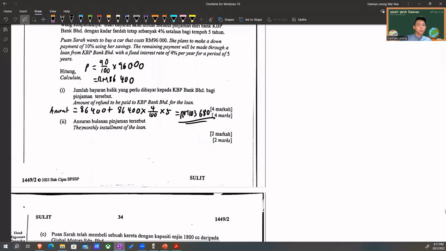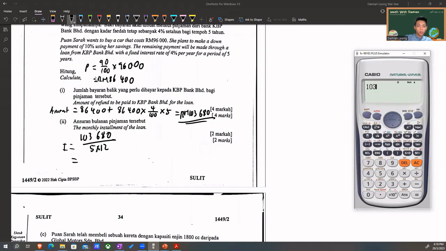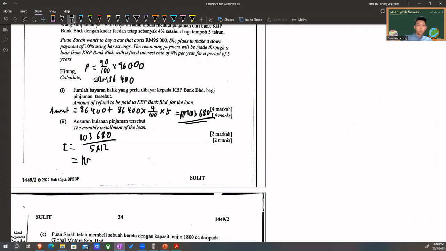Okay, then B2, monthly installment. Monthly installment means I divide by the number of months. 103,680 over the number of months, 5 years times 12 months each year. 103,680 divided by bracket 5 times 12 means divide by 60. So each month is 1,728 ringgit. That's part B.